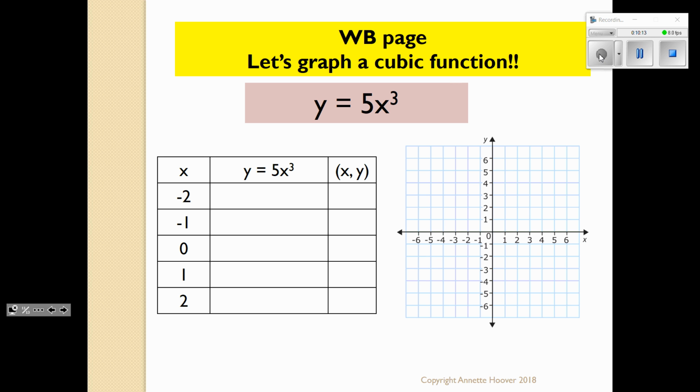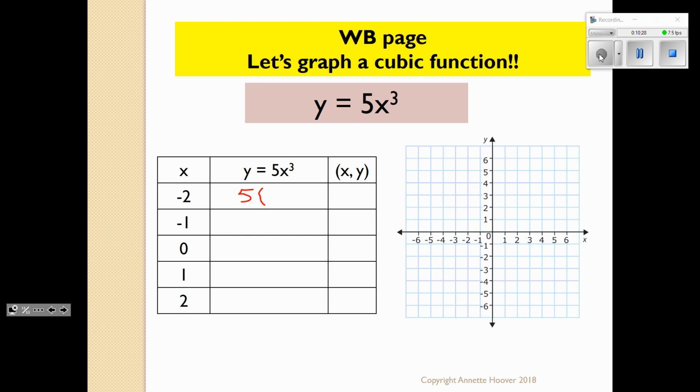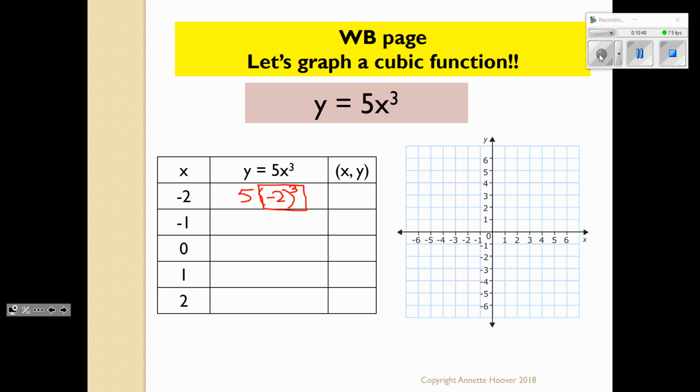If you're doing the assignment that I've handed out to you, I think this is number 1 on your page that we could do together. So again, we're going to plug in the numbers -2, -1, 0, 1, and 2 for x. So we have 5 times -2 cubed. We always do the cubed first, the exponent first, and -2 times -2 times -2 is -8, and -8 times 5 is -40. Whoops, back up. So that would be -2 and -40.